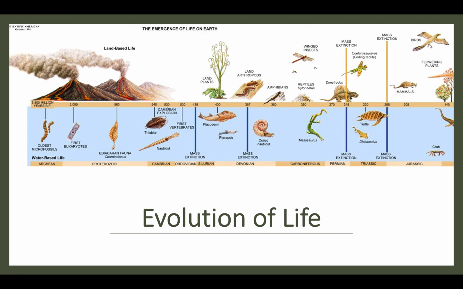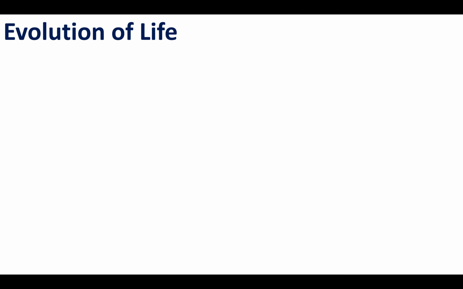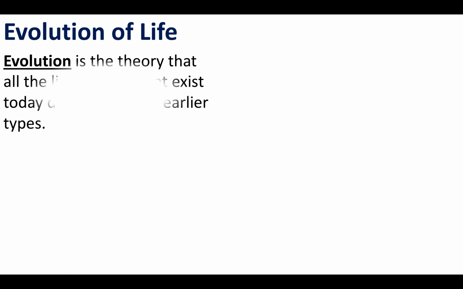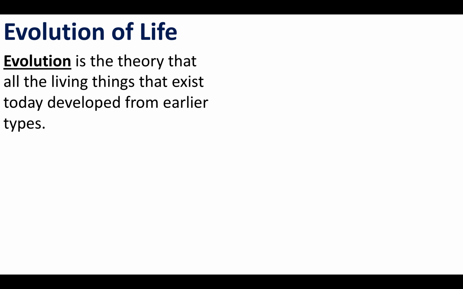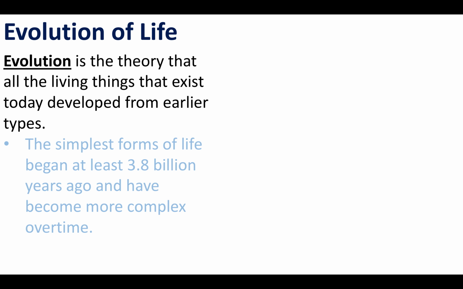In this video, we're going to explore how the fossil record can provide evidence of evolution of life on Earth over Earth's history. To start, we need to have an understanding of what the process of evolution is. Evolution is a theory that states that all living things that exist today developed from earlier organism types from the past. The simplest forms of life began about 3.8 billion years ago, and since then, life has become more complex over time due to the process of evolution.